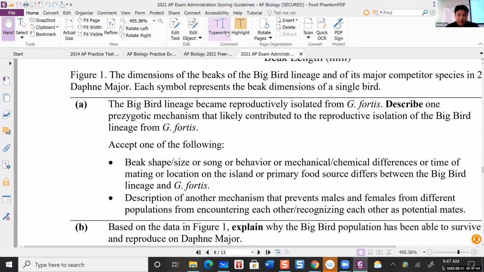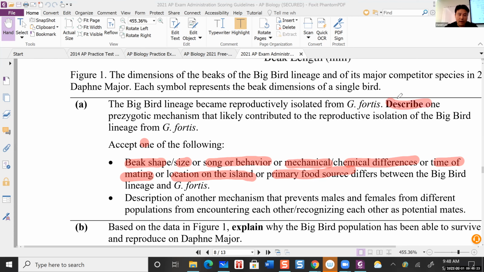So right here, they will take step one of the following: beak size, shape, song behavior, and behavioral isolation, mechanical isolation, or chemical differences, or time of mating, or location on the island, or where the food is. So basically, they accept everything. Of everything.